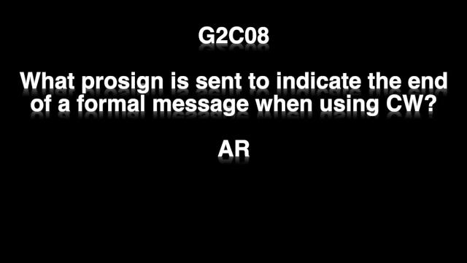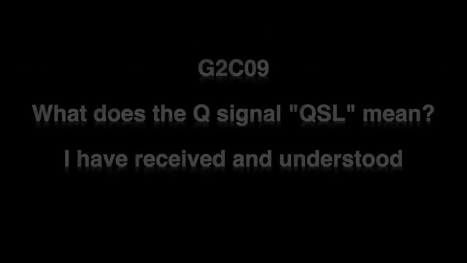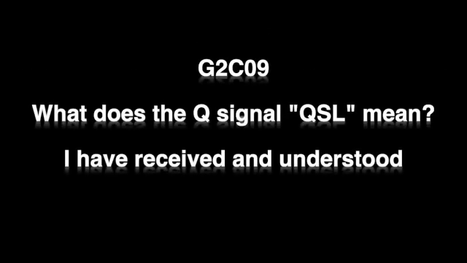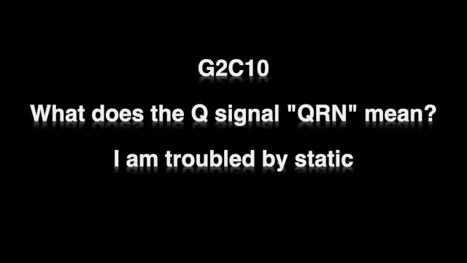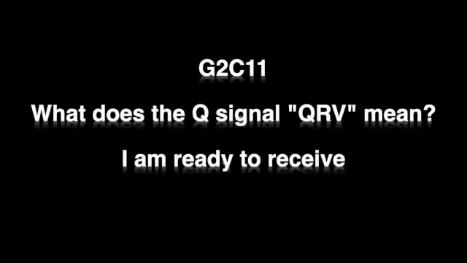G2C08. What prosign is sent to indicate the end of a formal message when using CW? AR. G2C09. What does the Q signal QSL mean? I have received and understood. G2C10. What does the Q signal QRN mean? I am troubled by static. G2C11. What does the Q signal QRV mean? I am ready to receive.